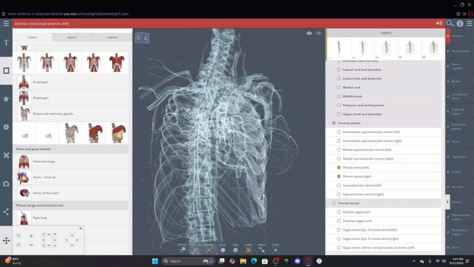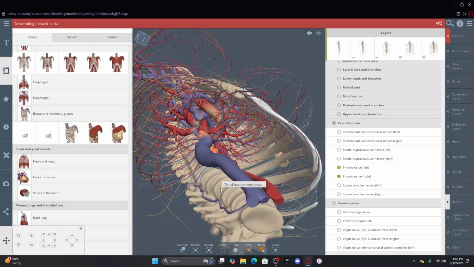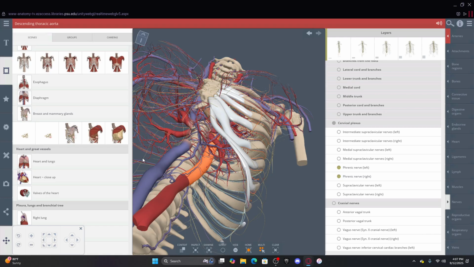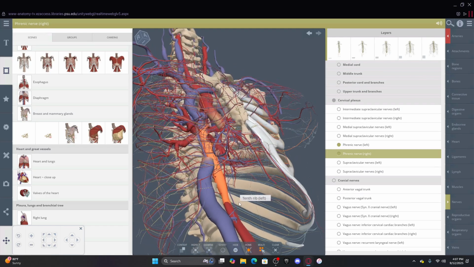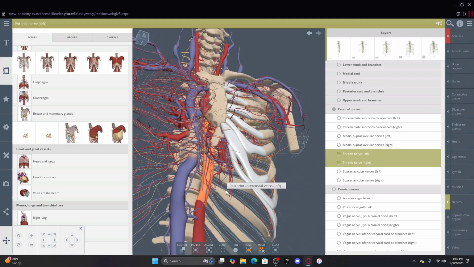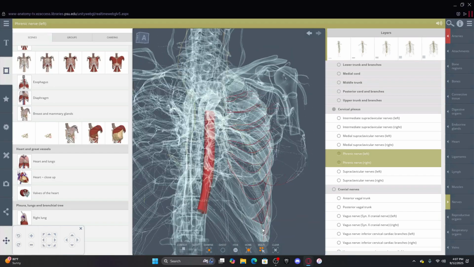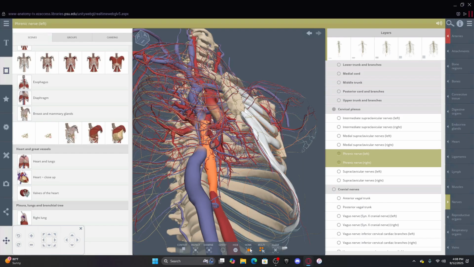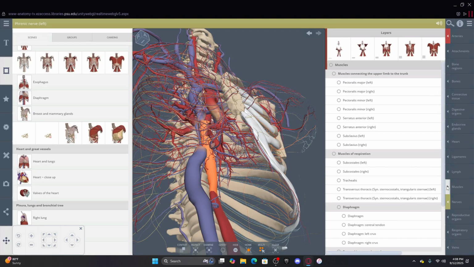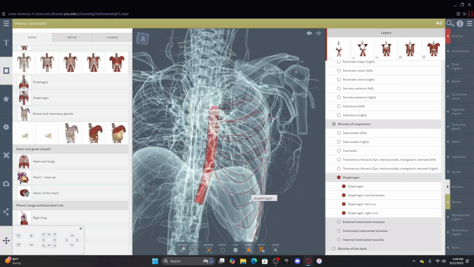So we see our phrenic nerve. I'm going to try to highlight it a little bit better so you guys can see it. One phrenic nerve is right there, and the second one is right there. And I'm also going to add the diaphragm. Okay, diaphragm, and examine. You can see the left and the right phrenic nerve touching the diaphragm. Makes sense, because the phrenic nerve innervates the diaphragm.